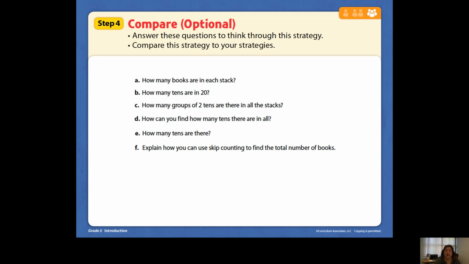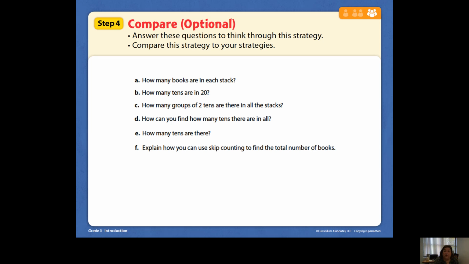How many books are in each stack? Well, class, how many books did we decide were in each stack? We decided that there are 20. There are 20 in each stack. How many 10s are in 20? So we would divide 20 up into 10s to make basically new stacks. How many sets of 10 would we have? We would have 2 sets of 10 because there are 2 10s in 20. 10 plus 10 is 20, or 10 times 2 is 20.